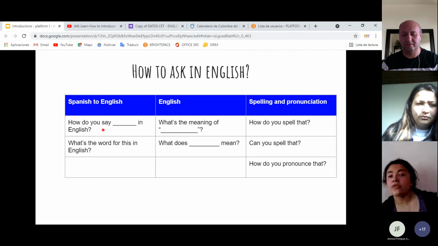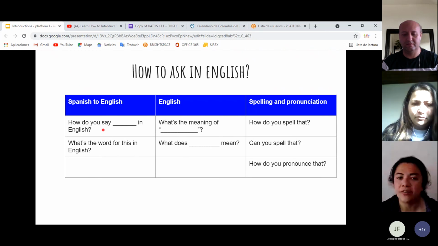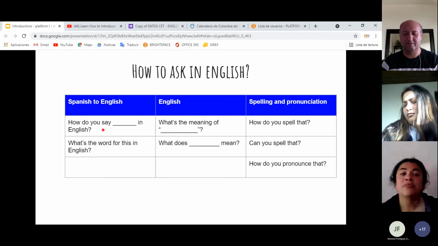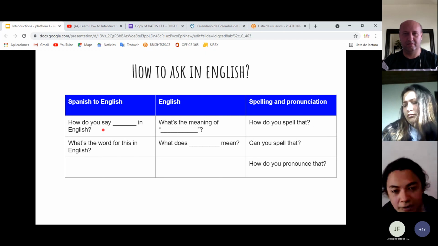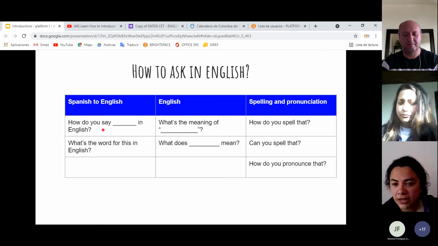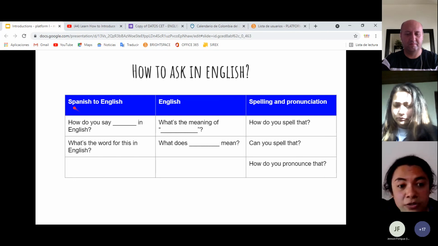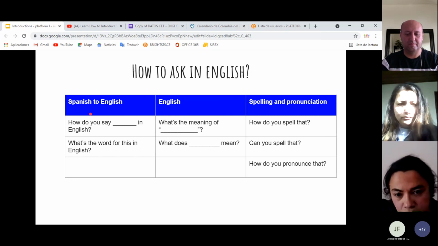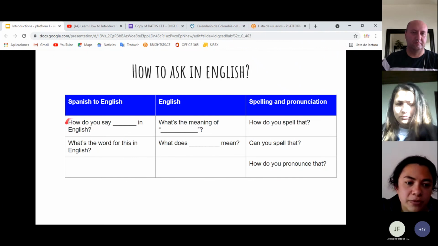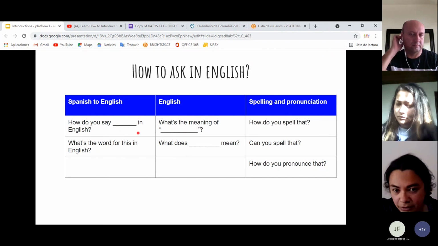Okay. When we have problems with vocabulary in English as in Spanish, we can use these expressions. Remember, again, these expressions do not only work for the English class, they work in other contexts, right? So whenever you have questions from Spanish to English, we have two alternatives. The first one: how do you say blah, blah, blah in English?